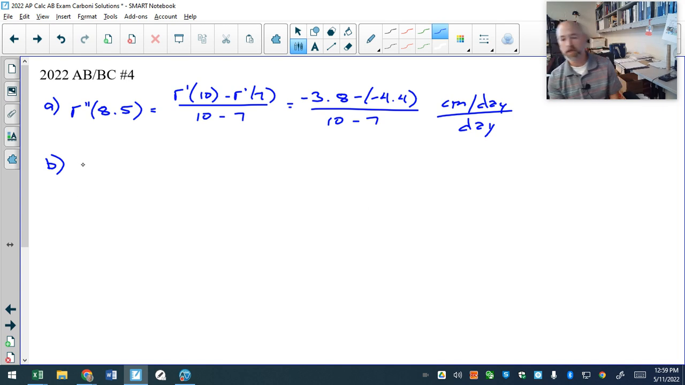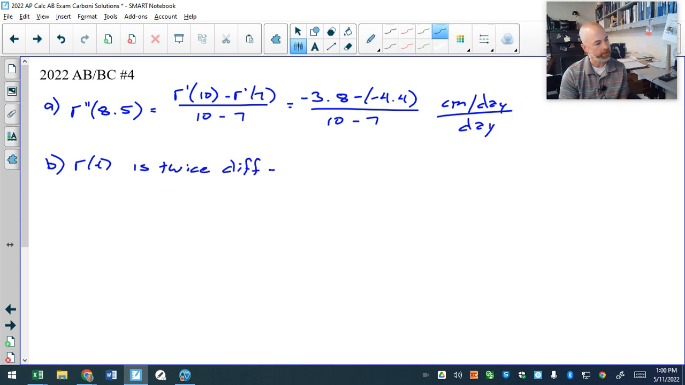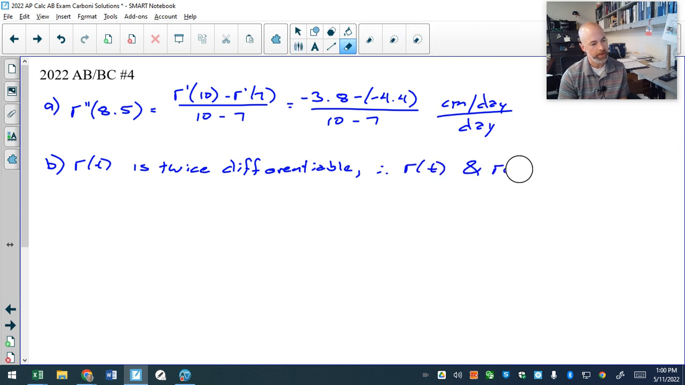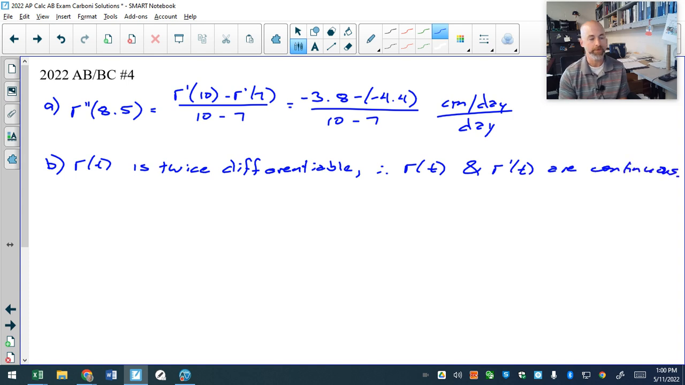And I'm going to start by establishing, because for the intermediate value theorem, you have to establish continuity. And so I'm going to say this. I'm going to start by saying r of t is twice differentiable. Therefore, if something is twice differentiable, then that means the function and its derivative, r prime of t, are continuous. So I establish continuity first.